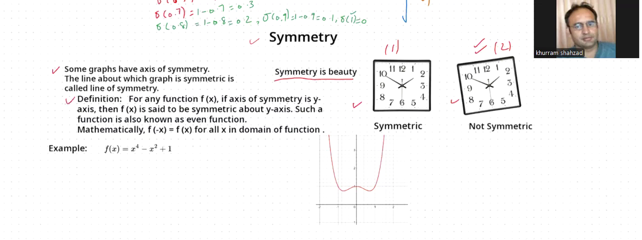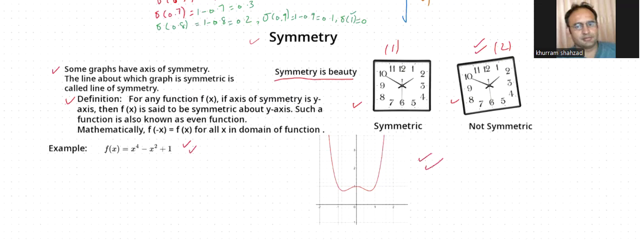For any function f of x, if the axis of symmetry is the y-axis, then f of x is said to be symmetric about the y-axis. Such a function is also known as an even function. I have this example, and this is the graph.